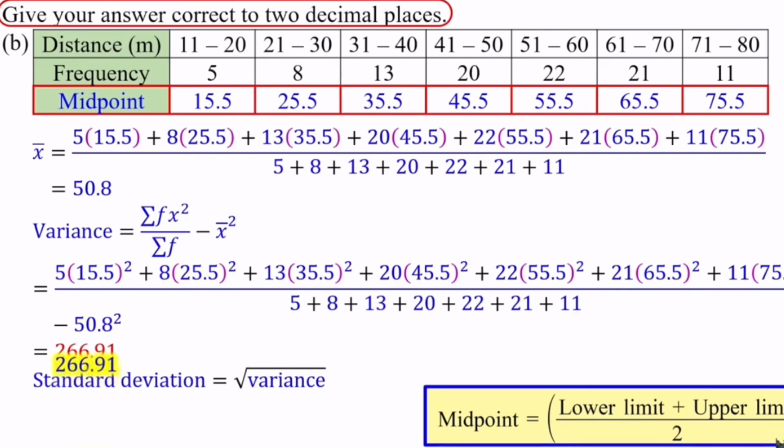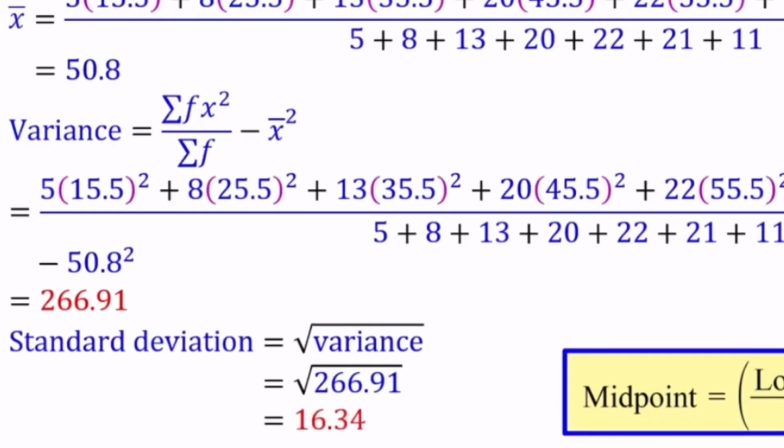So we have solved the variance. From the variance, we can find the standard deviation easily. We just square root the variance 266.91. The answer that you get must be correct to 2 decimal places. So the answer for the standard deviation is 16.34. 16.34 is the standard deviation for this question.